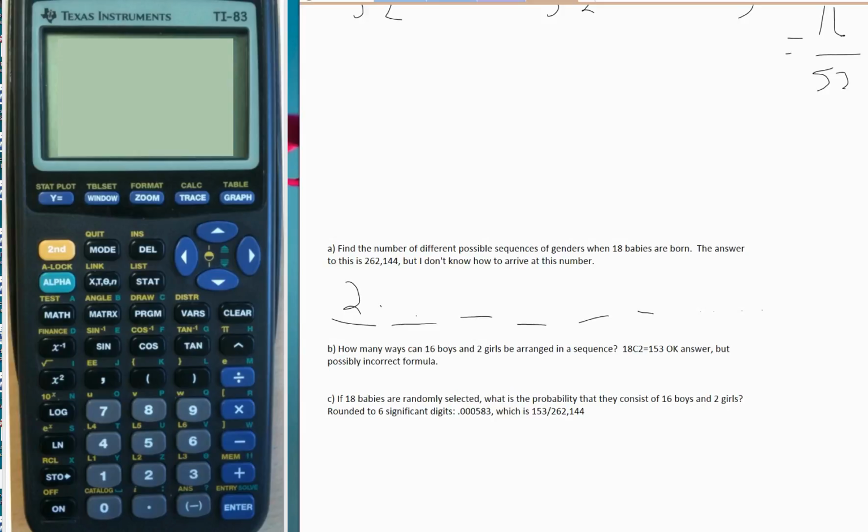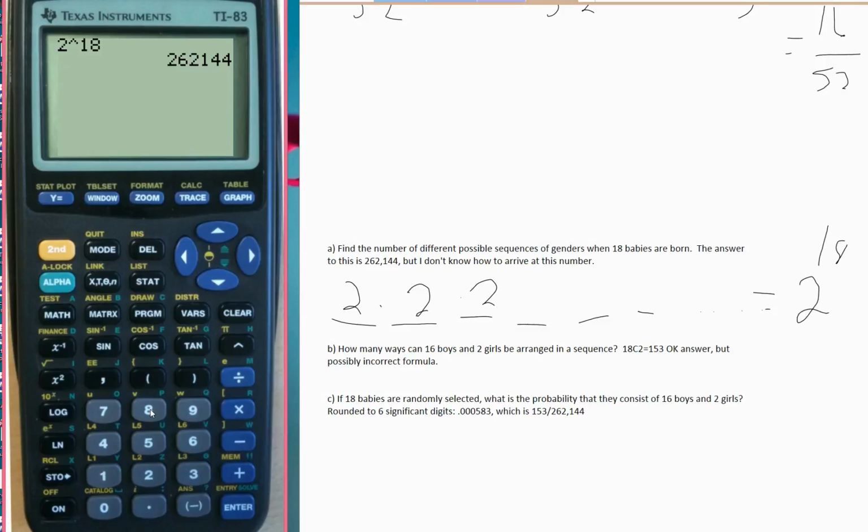Times the second one could either be a boy or a girl. So that's 2 possibilities. Times the third one could be a boy or a girl. All the way 18 times. Now this is the same as 2 raised to the 18th power, since we're multiplying 2 by itself 18 times. You can do this on the calculator. 2 to the 18th. And we get that number that you had. Okay? So part B says, how many ways can 16 boys and 2 girls be arranged in a sequence?